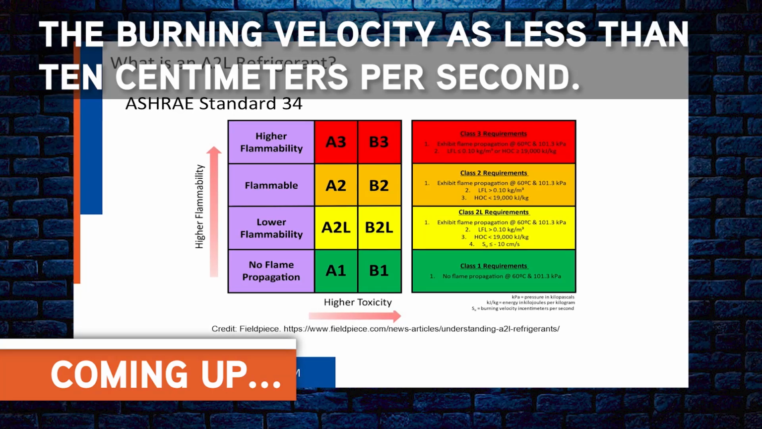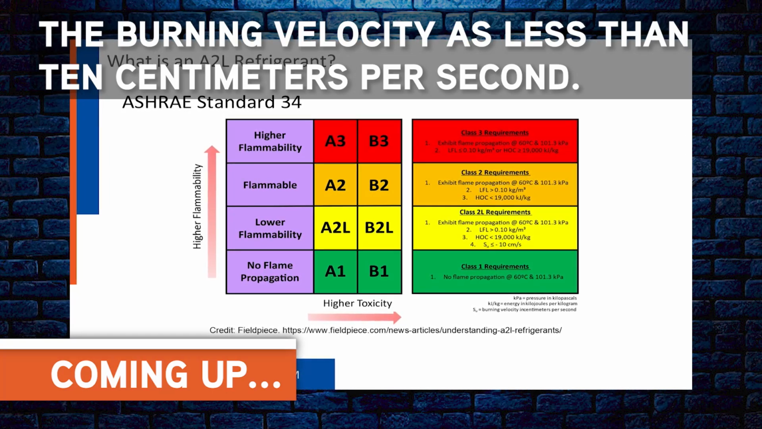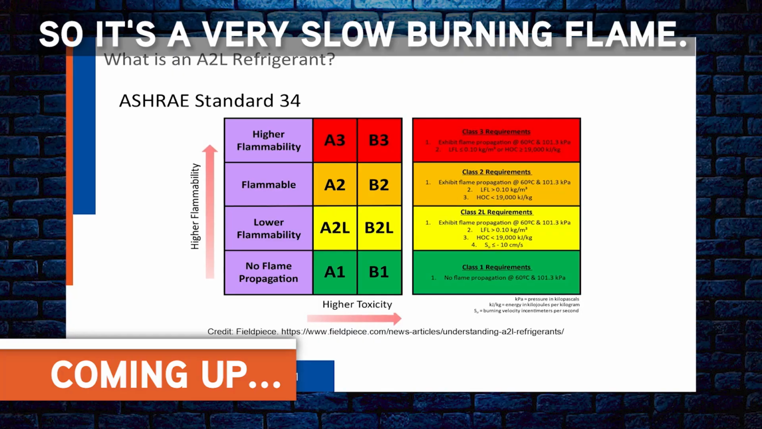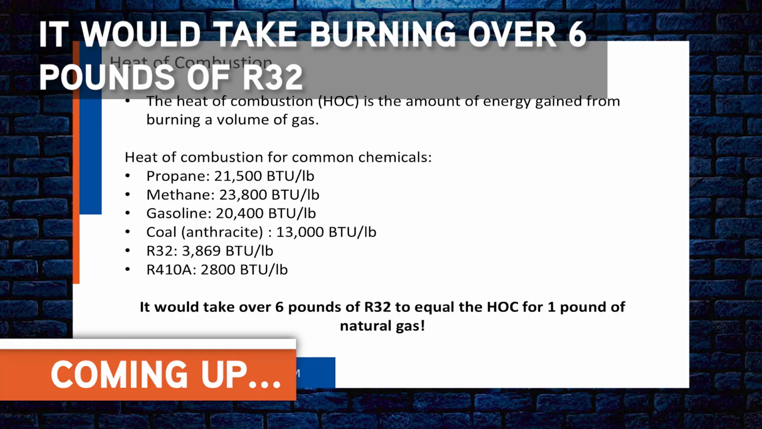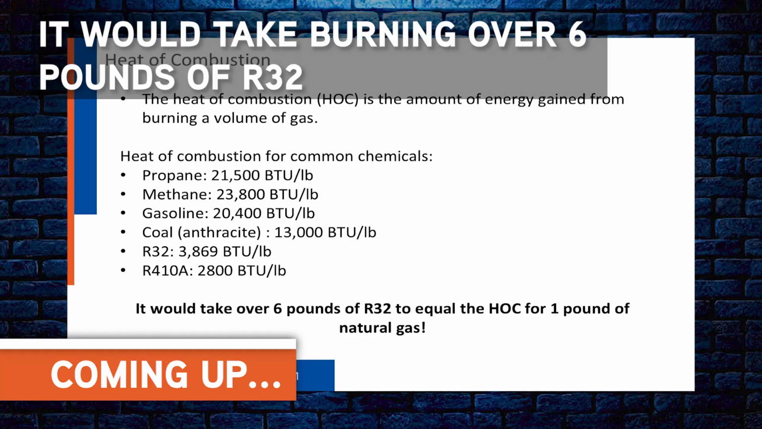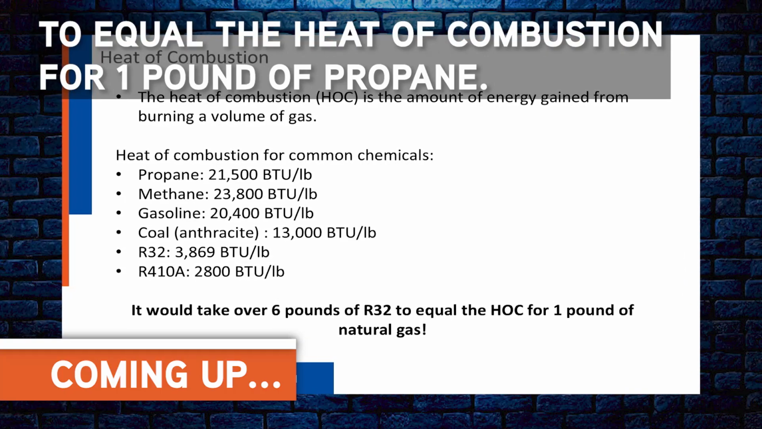The burning velocity is less than 10 centimeters per second. So it's a very slow burning flame. It would take burning over 6 pounds of R32 to equal the heat of combustion for 1 pound of propane.